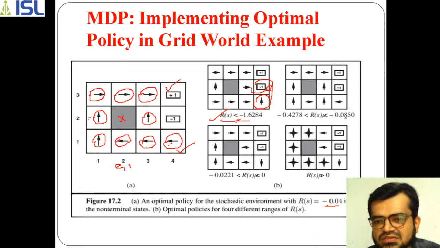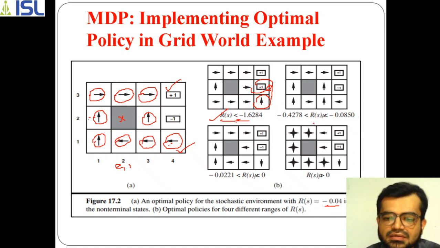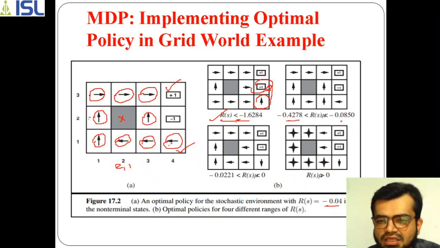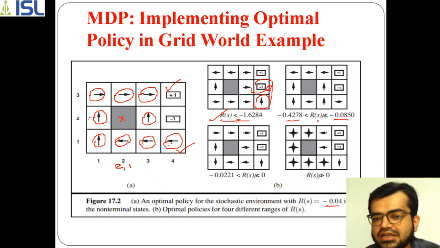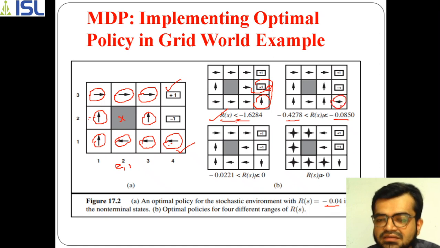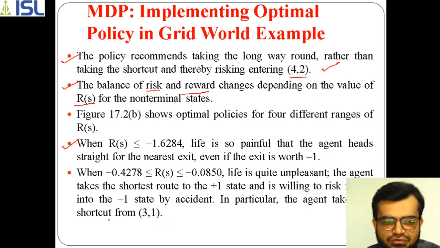The next range is less here. So now if you observe in this state, the reward value is in between minus 0.4872 and minus 0.0850, so here the reward value is increasing. Because of that, if an agent is in this state, it won't go to this state. Rather, if you refer to this point, you will come to know that the agent takes the shortest route to the plus 1 state.